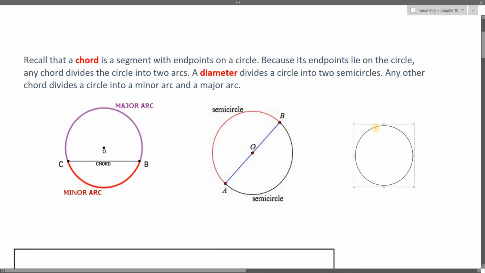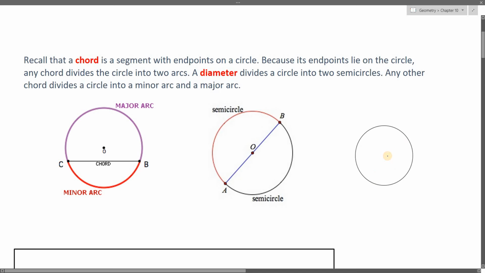But if you just start drawing chords across this circle, you'll notice that as you go from the top towards the bottom, what happens progressively to the length of your chord as you get towards the center? It should get a little bit bigger each time. Now as you get closer to the bottom, you'll realize it starts to get smaller. And so the largest chord in a circle is what we call the diameter.